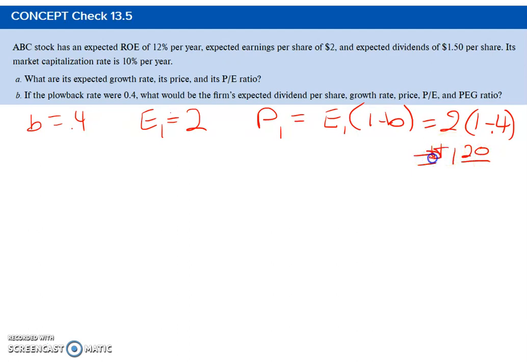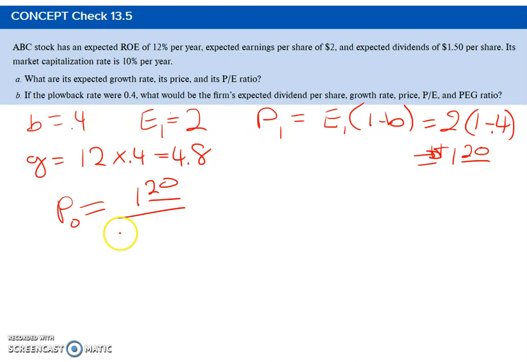So now our growth rate is ROE times B, so 12 times 0.4, which is 4.8%. So now the price of our stock, P0, is $1.20 divided by R minus G, or K minus G, however you prefer. So 0.10 minus 0.048. So that's $23.08.